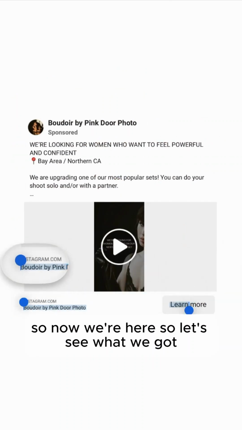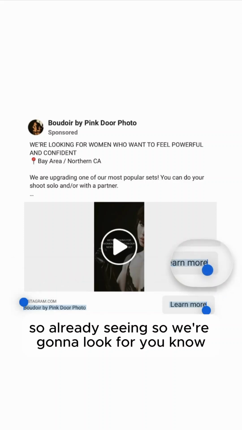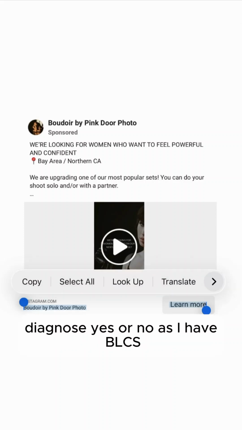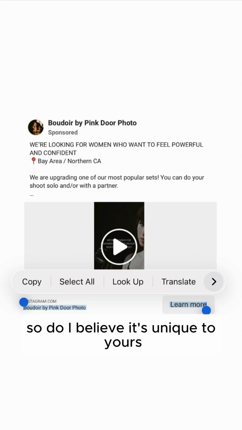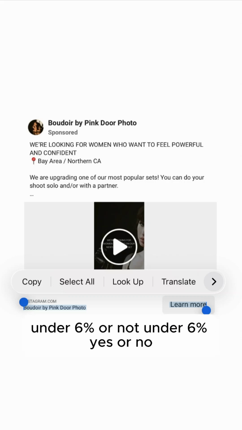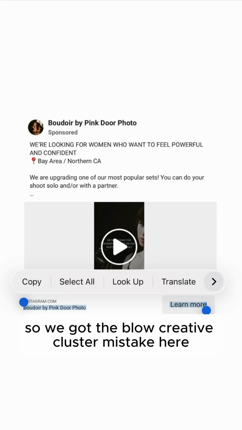So now we're here. Let's see what we got. We're going to look for and diagnose, yes or no, does it have BLCS, aka Boudoir low click syndrome, or not? So do I believe its unique CTR is under 6% or not? Under 6%, yes or no? So we got the below creative cluster mistake here.